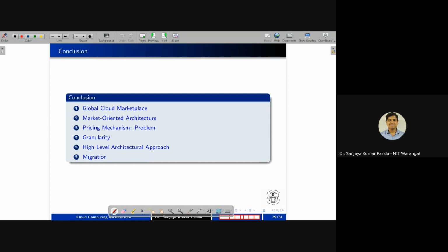And we ended up with the migration process. We have seen two types of migration: one is hot migration, another is cold migration.